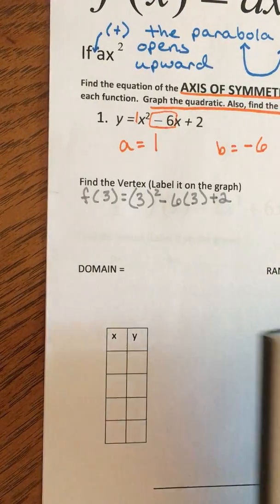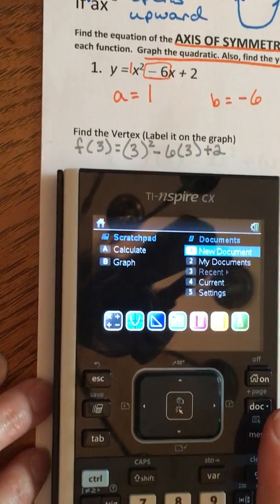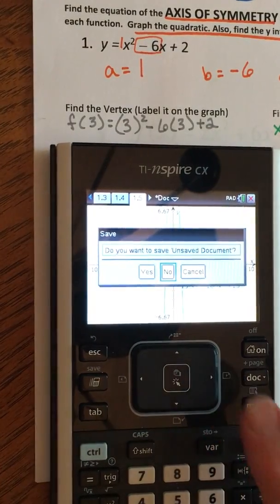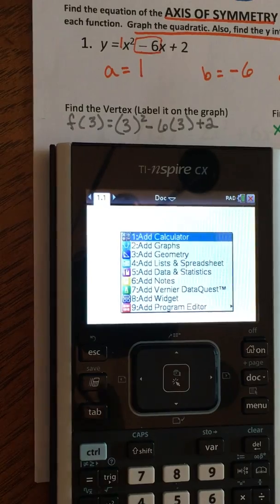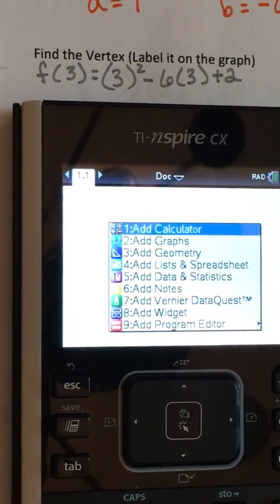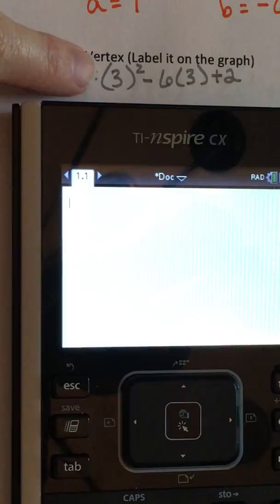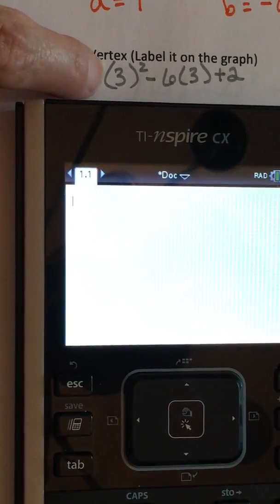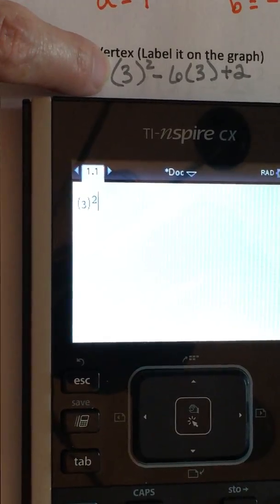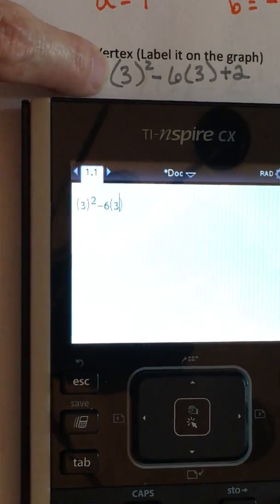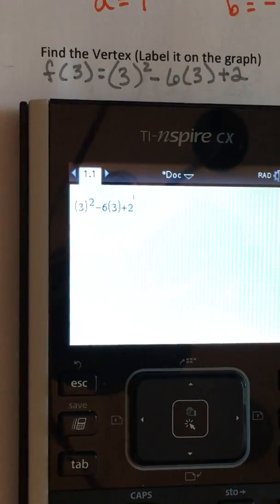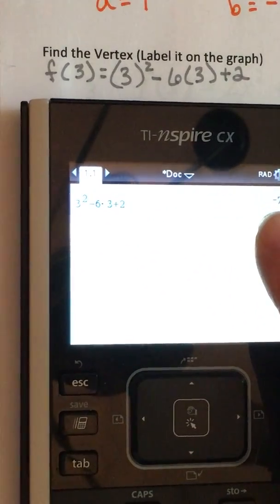From here, if you're not awake yet, or it's already been a long day, turn on your calculator. Let's go to a new document, never save, and we're going to use just the calculator application. And we can put in, starting from immediately after my equal sign, and we'll use the parentheses, 3 squared minus 6 times 3, close parentheses again, plus 2. Push enter, and I find that I have a value of negative 7.